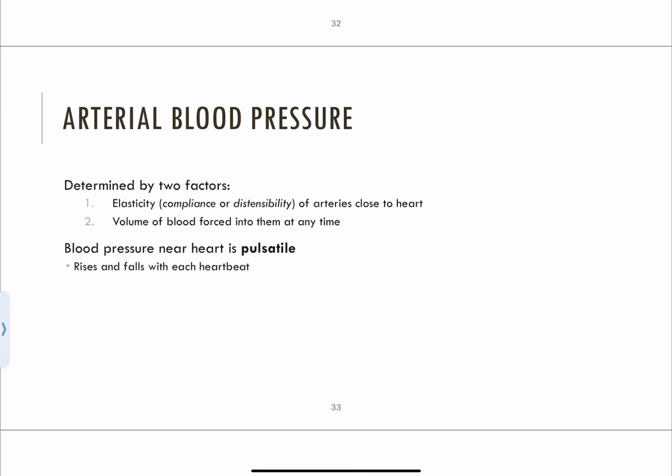When we're talking about arterial blood pressure, the blood pressure in our arteries is going to be the result of two different things. One is elasticity. We'll talk about compliance and distensibility in a little bit. The elasticity of the arteries that are closest to the heart. How elastic are they? The second thing that can affect blood pressure is how much blood is actually being forced into those arteries. So the volume of the blood. And we talked a little bit about the volume when we were talking about the stroke volume. So the amount of blood that's actually pumped out of the ventricles into either the pulmonary trunk or to the aorta.